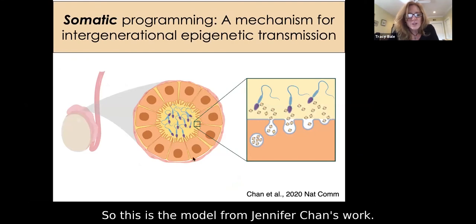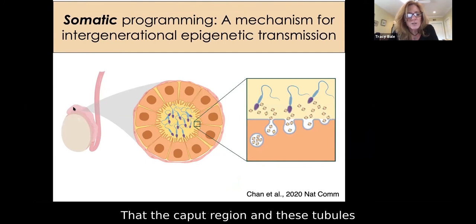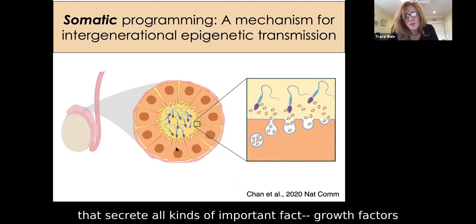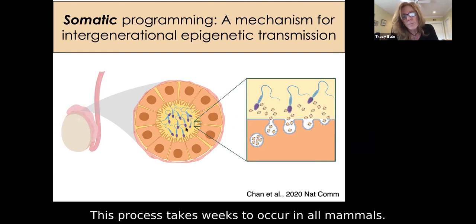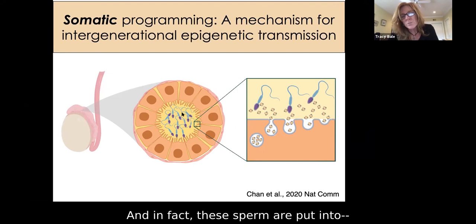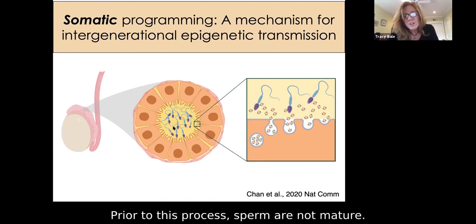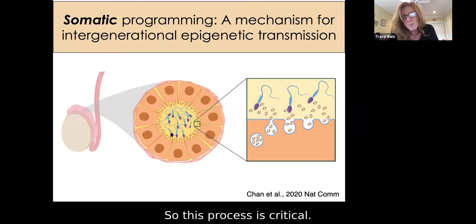So this is the model from Jennifer Chan's work, showing you again, this happens outside the course of spermatogenesis at the caput region in these tubules of the head of the caput. These tubules have epididymal epithelial cells that secrete all kinds of important growth factors and processes, including extracellular vesicles, into the tubule where the sperm are maturing. This process takes weeks to occur in all mammals. And in fact, these sperm are put into, due to the pH of the tubule, sort of a static state so they can receive all of these signals required for their maturation. Prior to this process, sperm are not mature, they cannot fertilize an egg, and they cannot swim. So this process is critical.